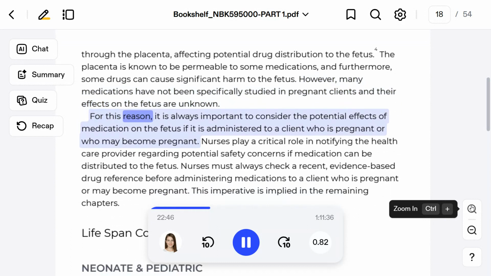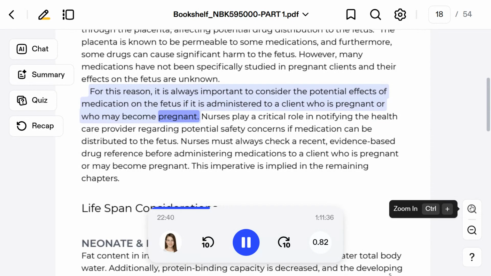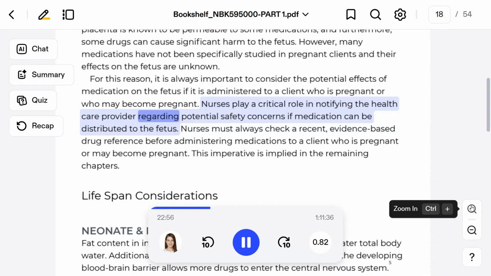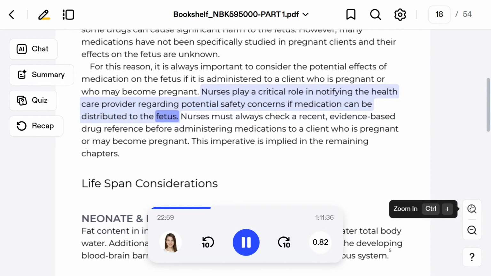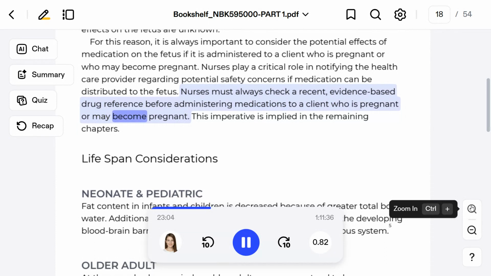For this reason, it is always important to consider the potential effects of medication on the fetus if it is administered to a client who is pregnant or who may become pregnant. Nurses play a critical role in notifying the healthcare provider regarding potential safety concerns. If medication can be distributed to the fetus, nurses must always check a recent, evidence-based drug reference before administering medications to a client who is pregnant or may become pregnant. This imperative is implied in the remaining chapters.